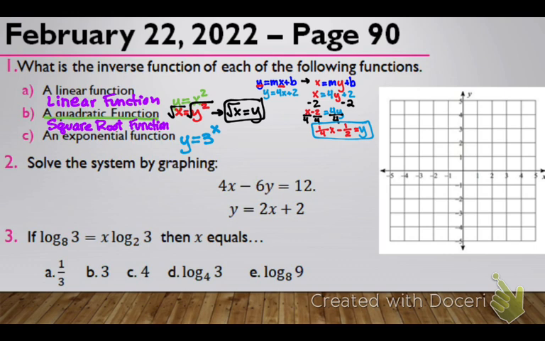And I want to know what the inverse function is. What would I do first? I would switch x and y. And that would become x equals 3 to the y.